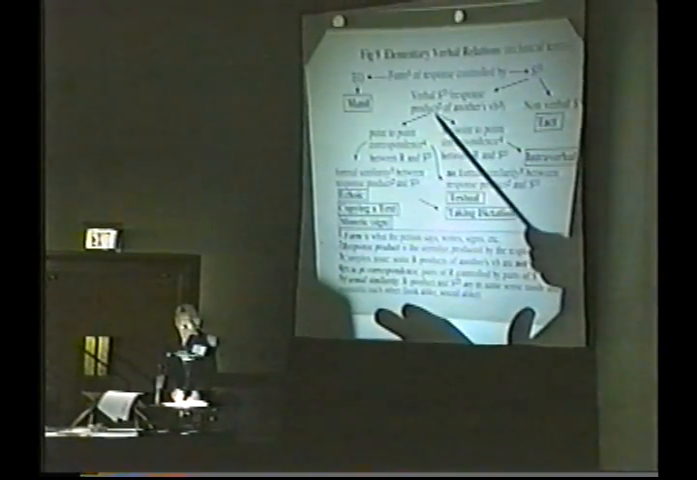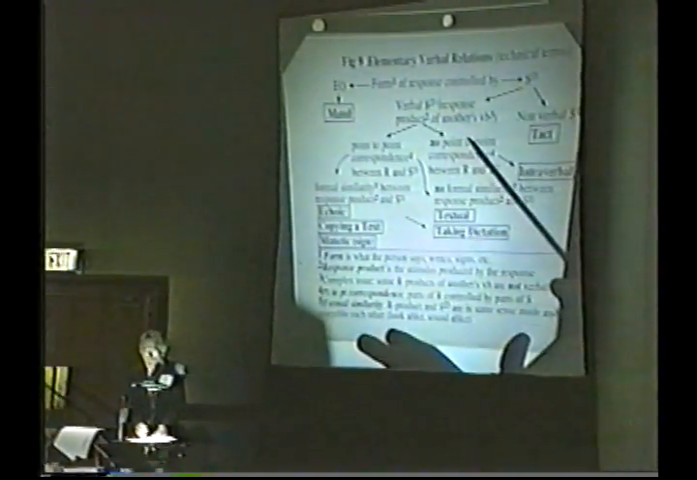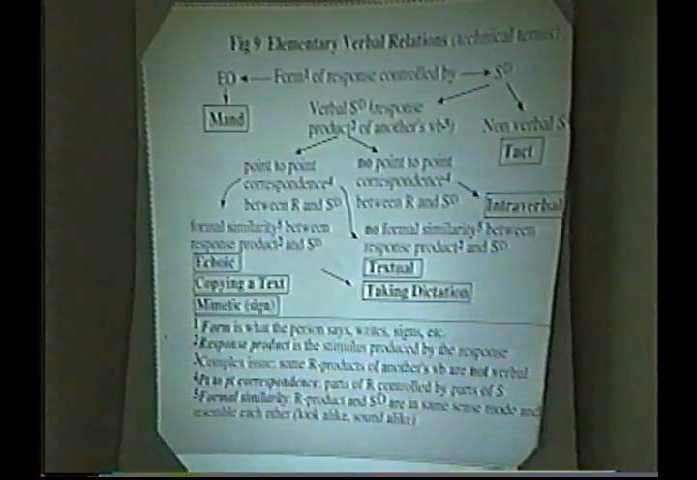So, if it's a verbal stimulus, and if there is point-to-point correspondence between stimulus and response, now that concept we'll go into in a little more detail in a few minutes, but let me just go over it briefly now. When a stimulus and a response have point-to-point correspondence, that means you can break the response into parts and break the stimulus into parts, and you can show that a part of the stimulus controls a part of the response.